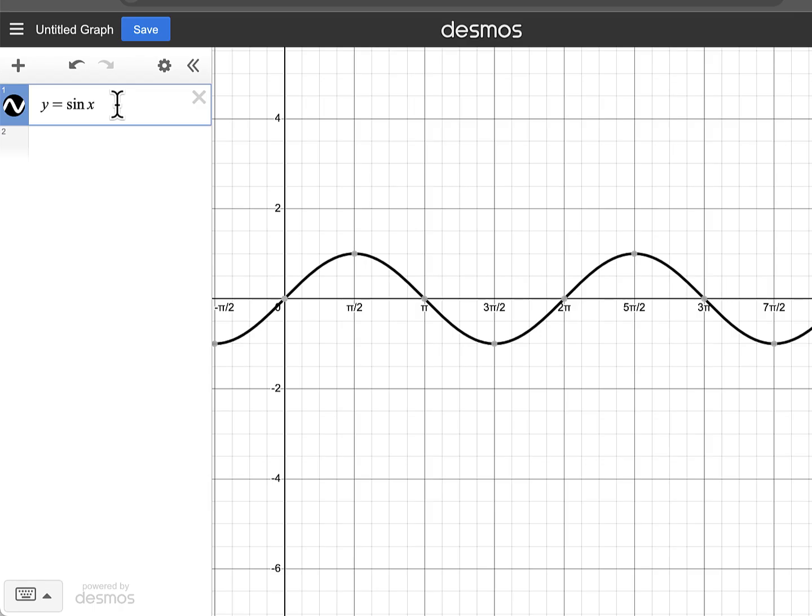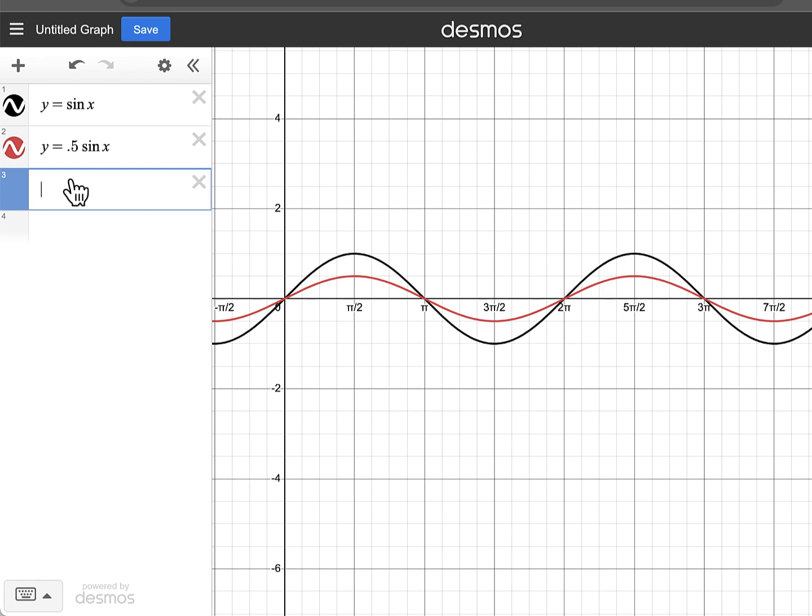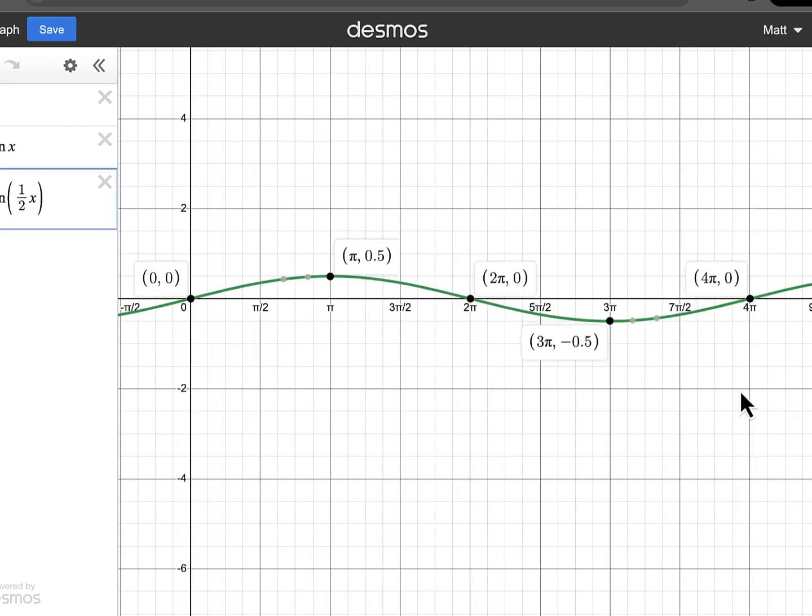Confirming with technology, here's the parent graph, y equals sine of x. Let's do the amplitude change first to make that red. Now let's change the period by replacing x with 1/2 x. Let me hide the 2 previous steps. Here are 5 points of interest. Notice the period is now 4 pi. And then finally, let's do the shift up.